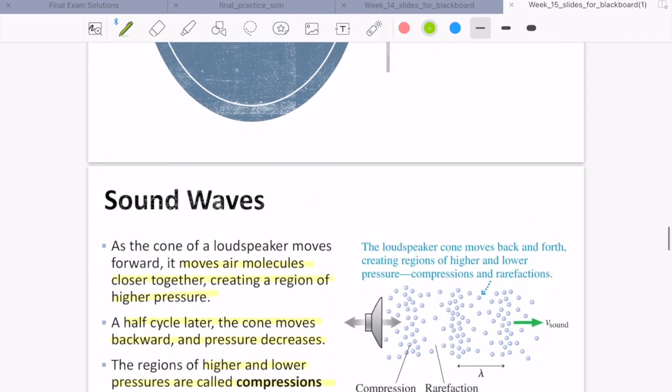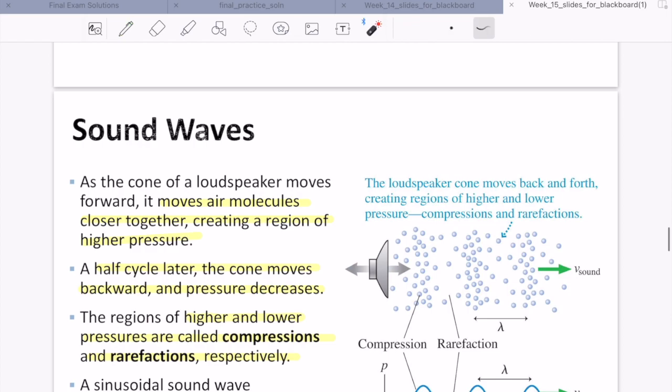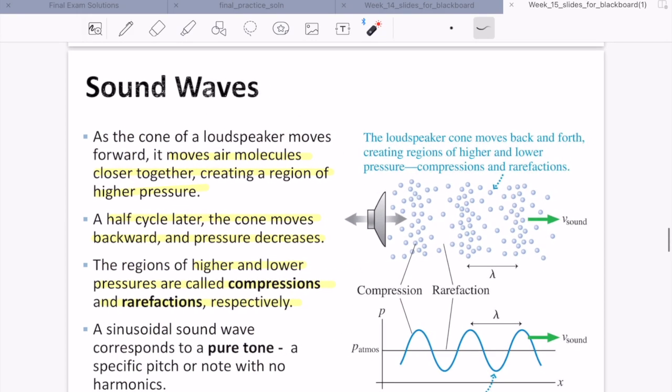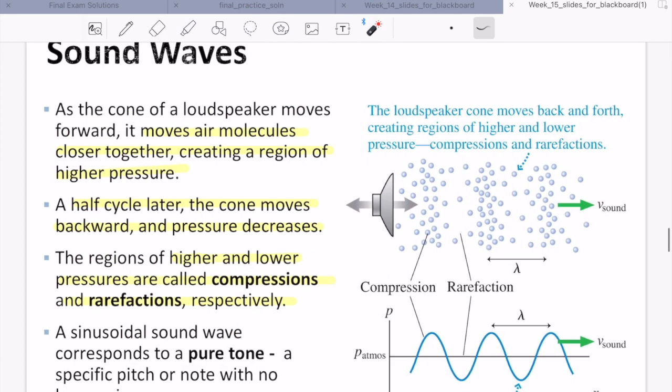But for sound waves, remember we said sound waves are longitudinal waves. If you have a speaker, the speaker moves the air molecules closer together, so it compresses the air in front of the speaker, and that creates a region of higher pressure. That's called compression. Then half a cycle later, that cone will move backwards, and the pressure decreases.